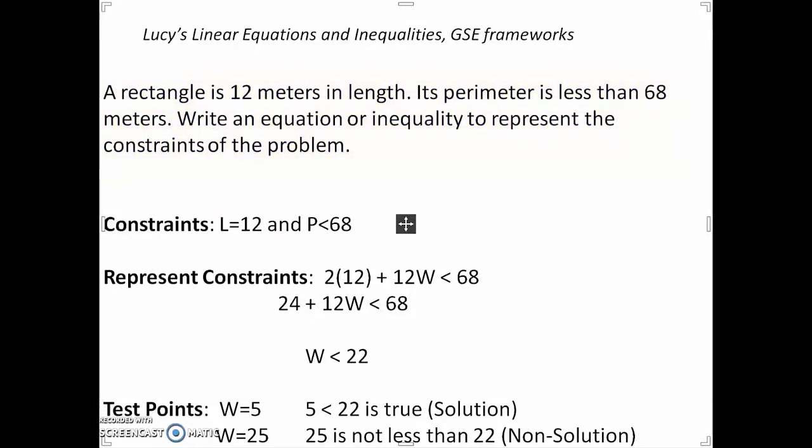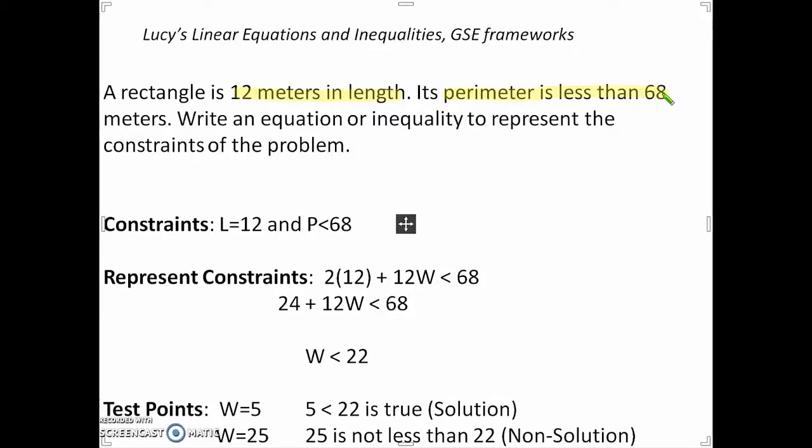The first thing that our students are going to have to do in order to satisfy the standard is identify constraints. Now, these are just limitations or restrictions on the problem. So in this example, I identified our constraints as the 12 meters in length for the rectangle and that its perimeter is strictly less than 68 meters.